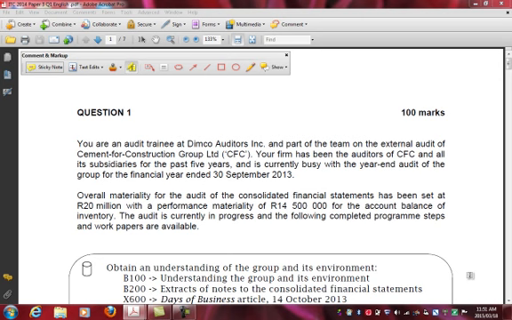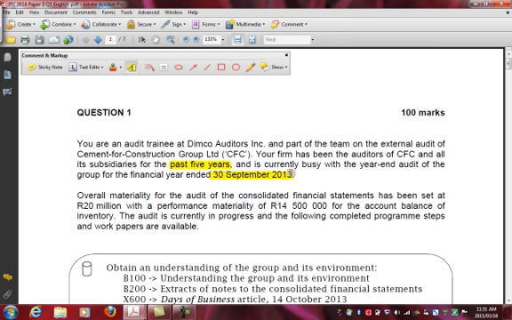You are an audit trainee at Dimco Auditors Inc. and part of the team on the external audit of Cement for Construction Group Limited, also known as CFC. Your firm has been the auditors of CFC and all its subsidiaries for the past 5 years. Okay, so we have quite a lot of experience with this company. And is currently busy with the year-end audit of the group for the financial year end 30th of September 2013.